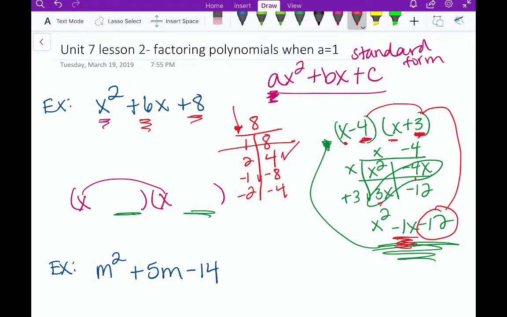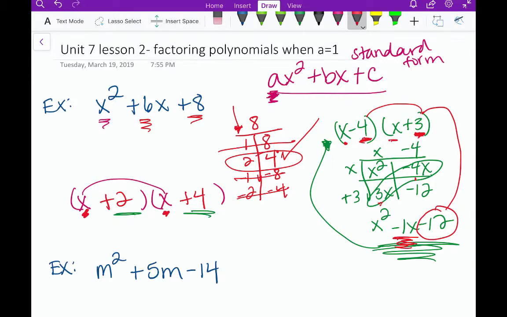2 plus 4 is 6. That looks good. Negative 1 plus negative 8 is negative 9. We don't want that. And negative 2 plus negative 4 is negative 6. We don't want that either. So these are our key factors. So that means I'm going to put a plus 2 here and a plus 4 here. And it doesn't matter where you put those because your first term is the same in both anyway.